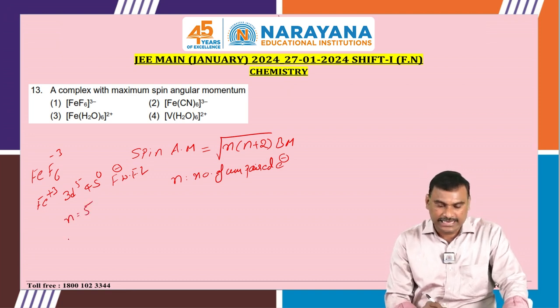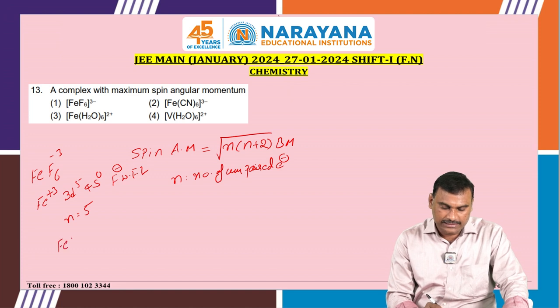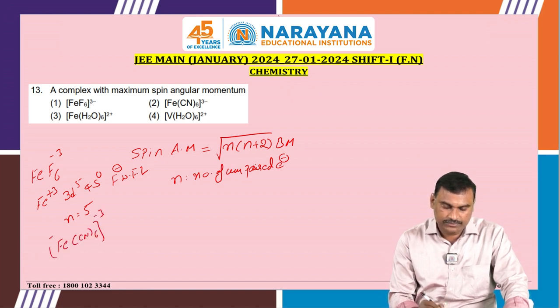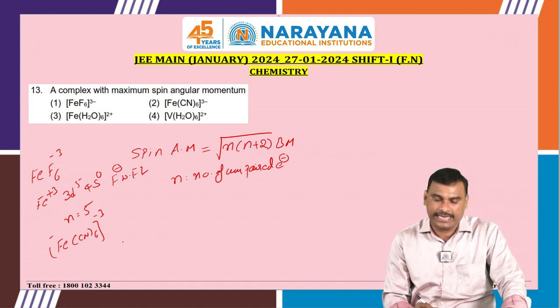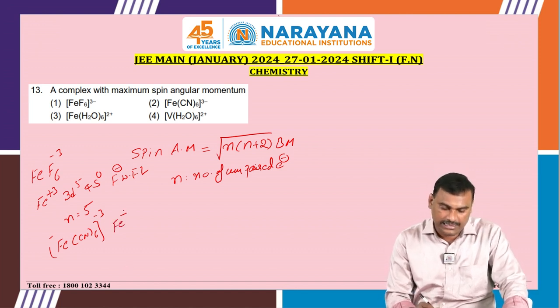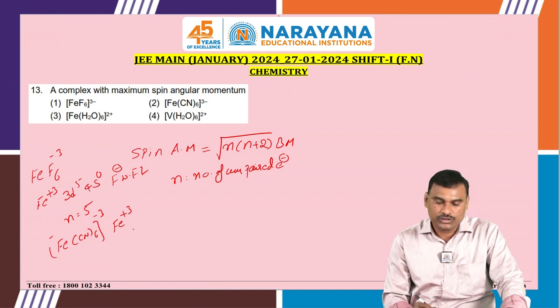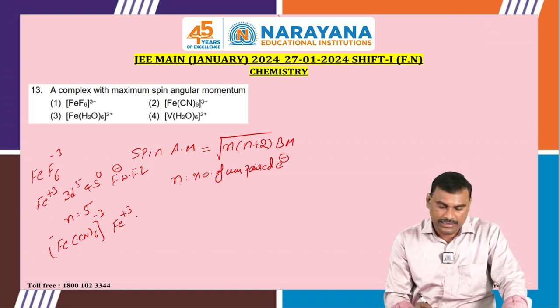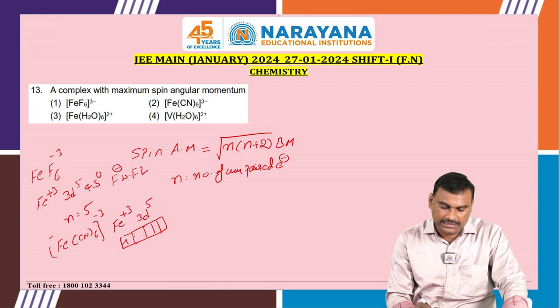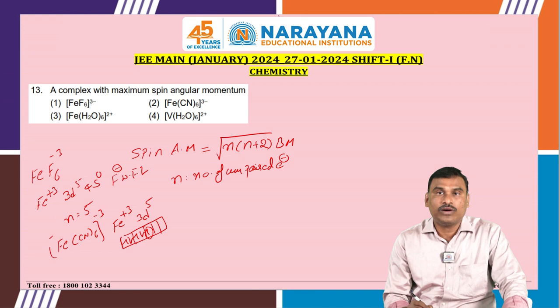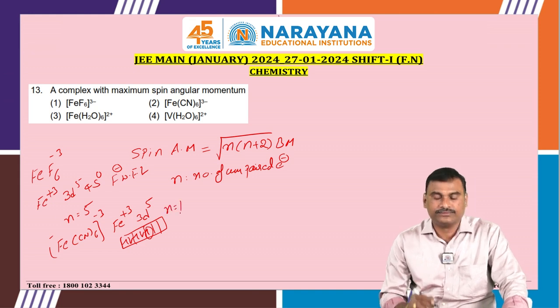If we go for the second option, Fe(CN)6 3 minus. Here cyanide is a strong field ligand. Again, iron's charge is plus 3. With a strong field ligand the configuration is 3d5 only. But because of the strong field, the electrons get paired up. Therefore, only one unpaired electron is present.